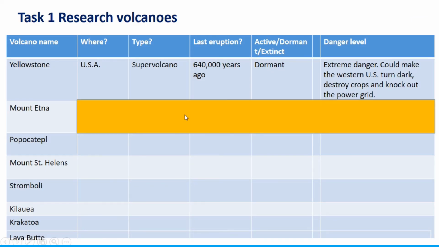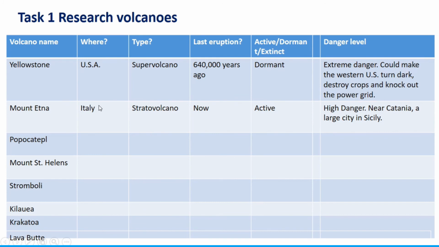If I take this yellow box away now, you'll see this is the type of thing I want you to do. So you've worked out that Mount Etna's in Italy. It's a stratovolcano. Last eruption is happening right now. Is it active, dormant, or extinct? Obviously it's active, and it has high danger. It's near a big city in Sicily, which is in the south of Italy. So I want you to do research like that into all of these volcanoes as well.